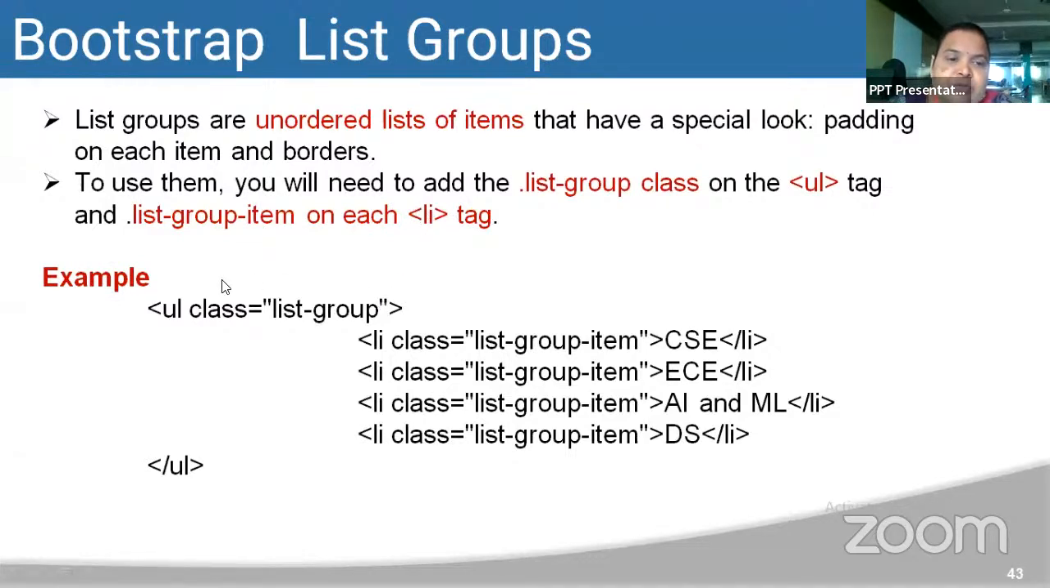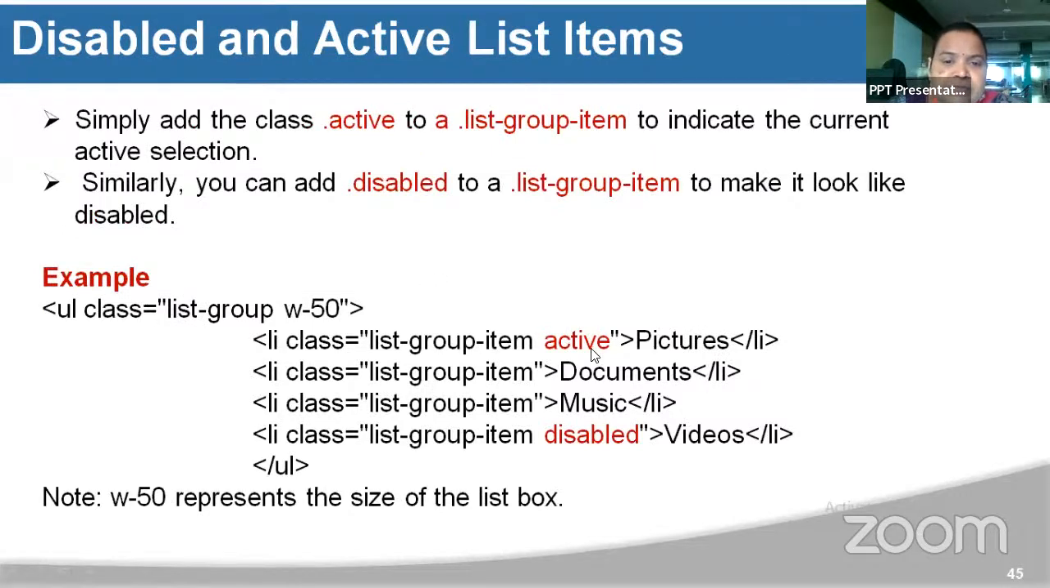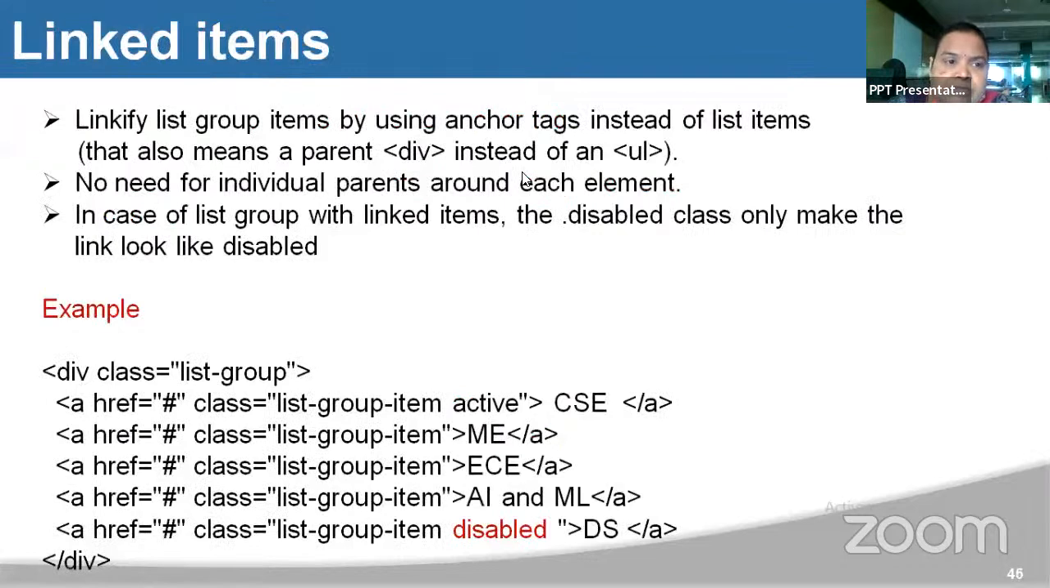The list group is used for the ordered list. List group item is used for the LI. And then the remaining are active and disable. Same thing, active and disable in the list. And then the third one is for the linked items. And here also active and disable.